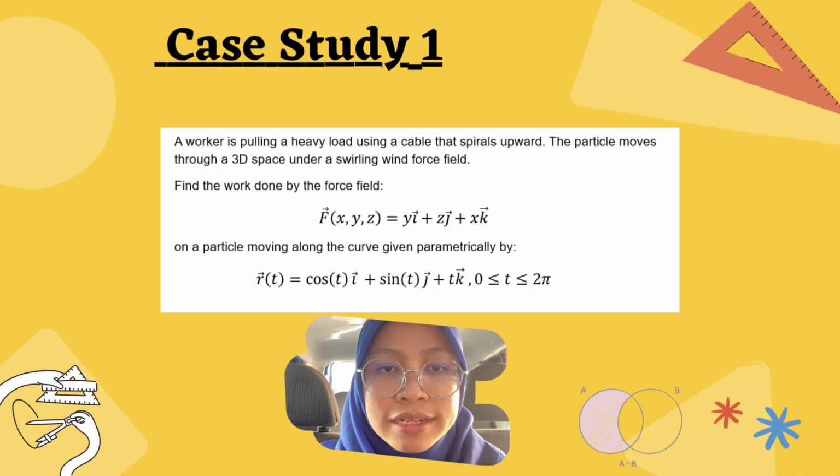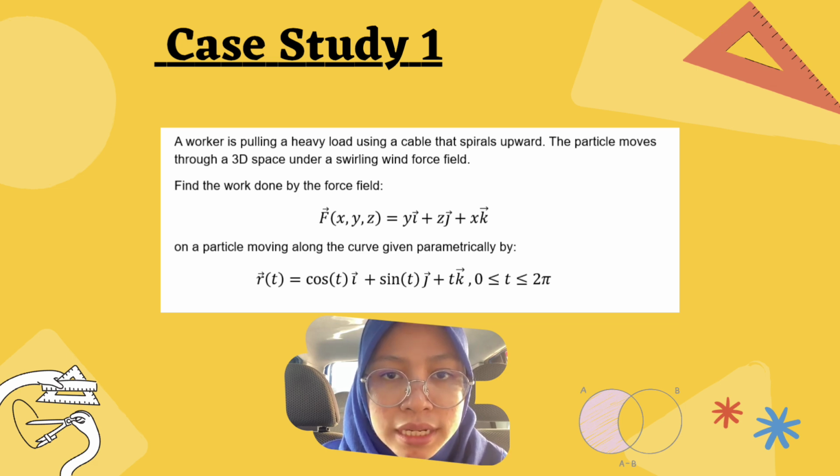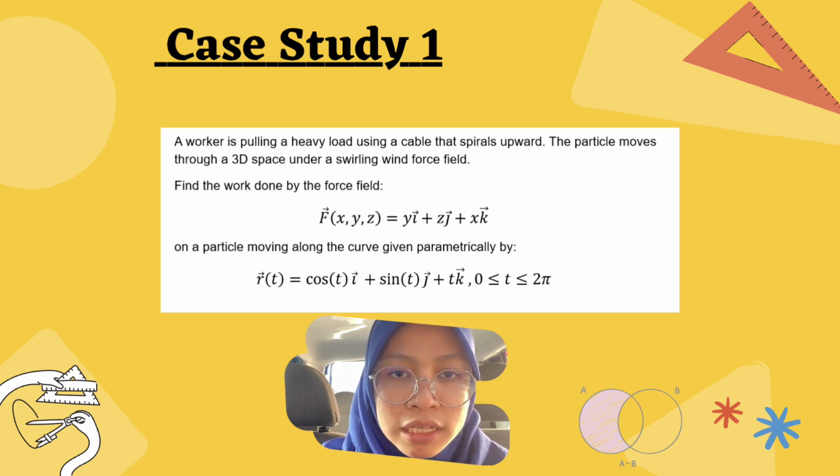Case study 1. The case study is about a worker pulling a heavy load using a cable that spirals upward. The particle moves through a 3D space under a swirling wind force field. Find the work done by the force field, where F(x,y,z) equals yi plus zj plus xk, on a particle moving along the spiral path r(t) equals cos t i plus sin t j plus t k, with t from 0 to 2 pi.